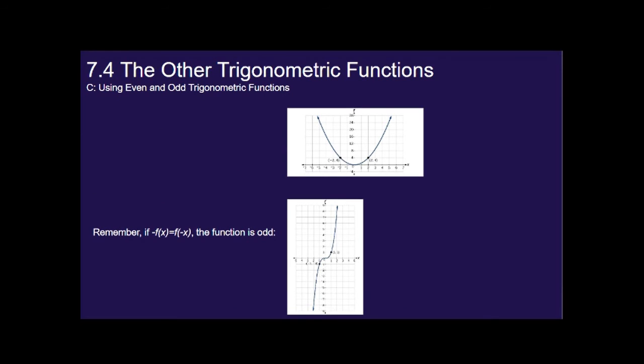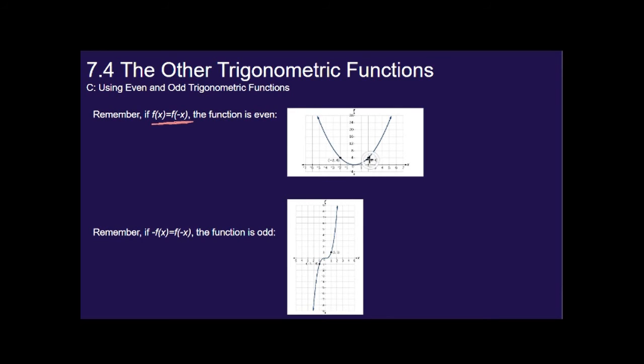Moving on to section C, using even and odd trigonometric functions. I forgot to animate this all correctly. But just by way of reminder, this is going way back to the beginning of the year when we talked about functions and how functions work and how we can define them. Remember that if f of x is equal to f of negative x, then the function is even. So if we plug in a negative x, we get the same output as if we'd plugged in a positive x. So that would be like a quadratic equation, right?